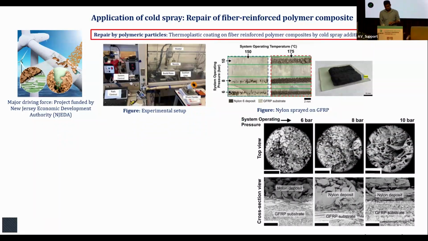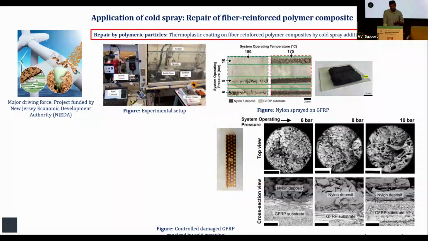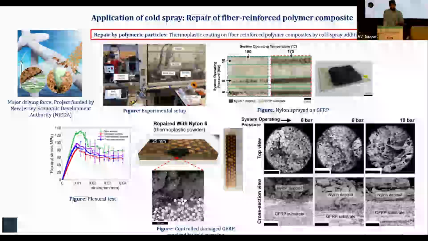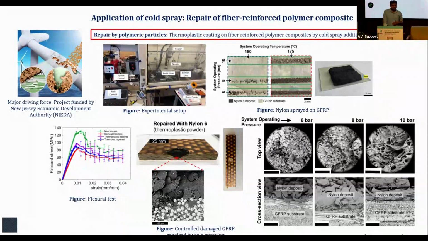This is an SEM image where we have actually seen some anchoring and bonding between the substrate material and these sprayed polymers. Then we intentionally damaged our sample, and then we sprayed on that to repair it. We were able to retrieve some of the strength, but we were not able to retrieve the entire strength. The reason is obviously that we are repairing it using a polymer, nylon, which doesn't have much strength on its own. So again, we came up with a new idea and we tried to modify our particles.